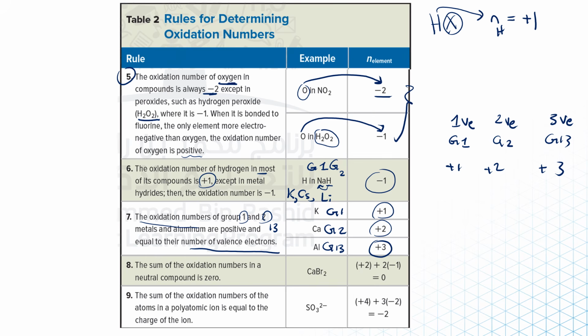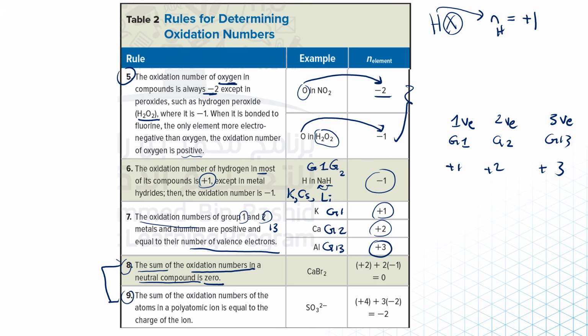Now, if you know rules from 1 to 7, rule number 8 and 9 are easy. Now this is the rule that will help us in defining. طبعا في عناصر ثانية غير اللي موجودة في rules 1, 2, 3, 4, 5, 6 and 7. So how can we find them? We find them using rules 8 and 9. The sum of oxidation numbers in a neutral compound is 0.